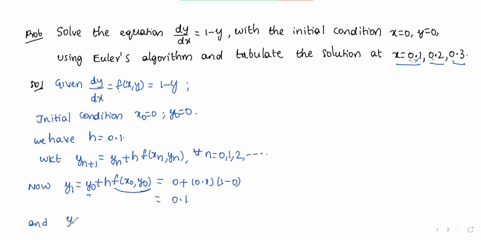And y2 is equal to y1 plus h into f of x1 comma y1. What is the value of y1? Y1 means 0.1, plus h means 0.1 into f of x1 comma y1. We know that f of x comma y is equal to 1 minus y. Similarly, f of x1 comma y1 means 1 minus y1, 1 minus 0.1. Finally, we get the second approximation value 0.19. So this is the second approximation value.